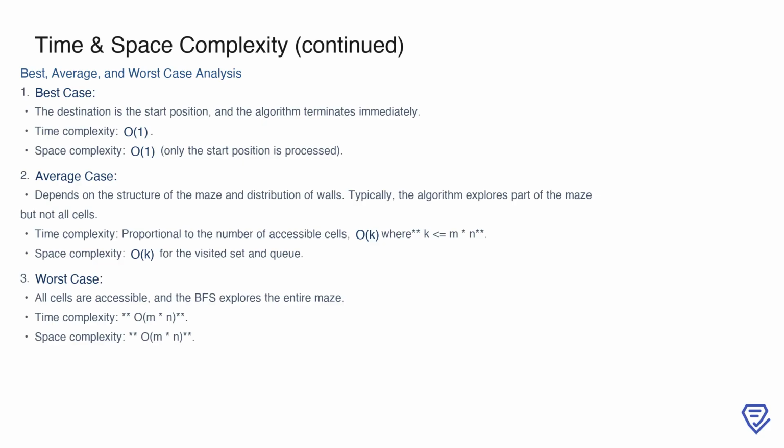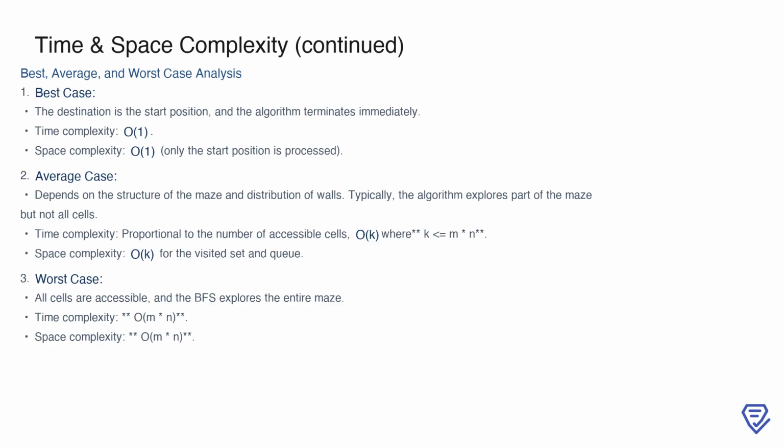In the best case, the destination is the same as the start position. Here, the algorithm terminates immediately, requiring only O(1) time and O(1) space since no additional cells are processed. In the average case, the time and space complexity depend on the maze's structure and how walls are distributed. Typically, the algorithm will explore a subset of accessible cells, denoted as K, where K is less than or equal to m multiplied by n.